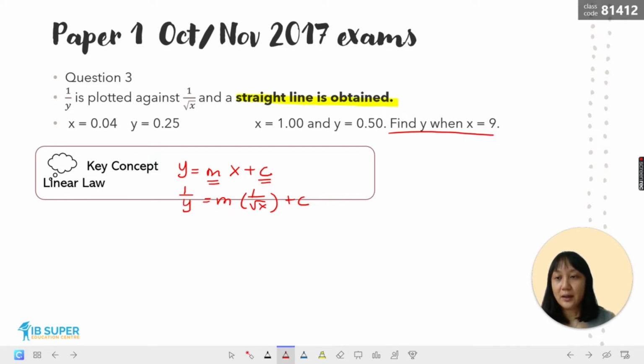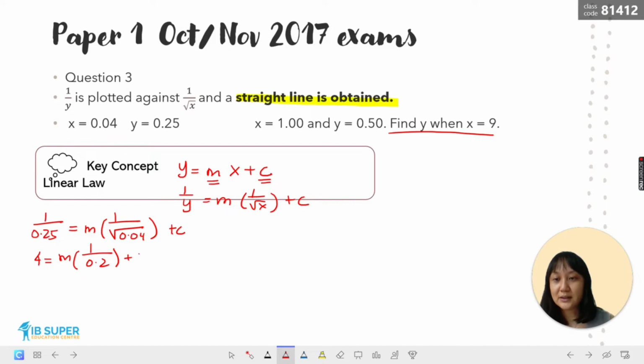Okay, so let's first plug in y equals 0.25 and x equals 0.04. So 1 over 0.25 equals m times 1 over square root 0.04, plus c. This gives you 4 equals m times, 1 over square root of 0.04 is 5, plus c. So 4 equals 5m plus c. That's the first equation we got.